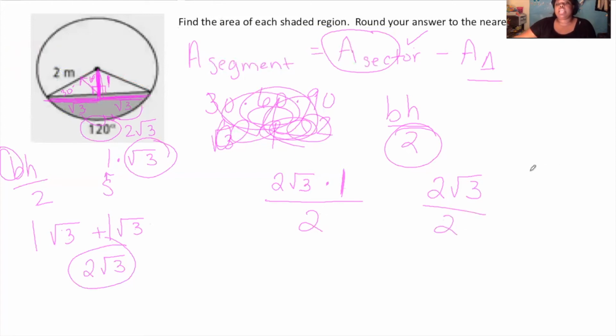All right, so the next thing that I can do is I can reduce this 2 with that 2. So 2 goes into 2 one time, and 2 goes into 2 one more time. All right, so then it left me with square root of 3. So now I have found the area of my triangle, which is literally just square root 3.